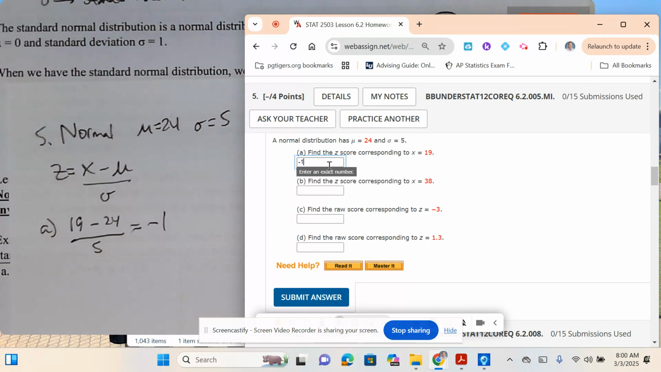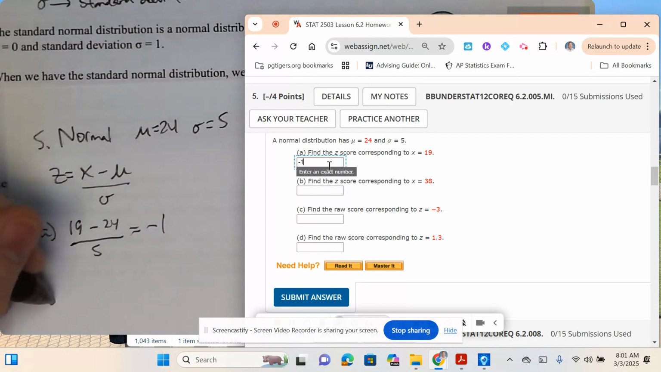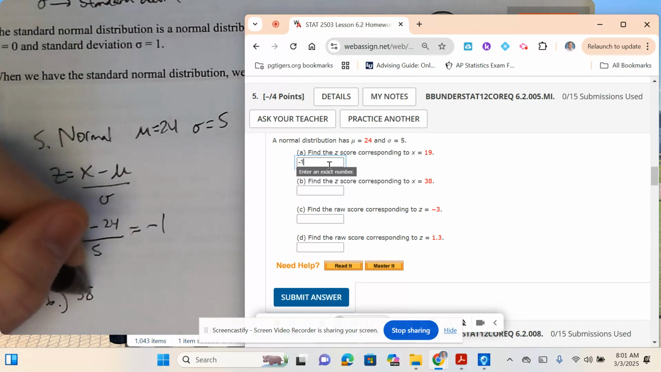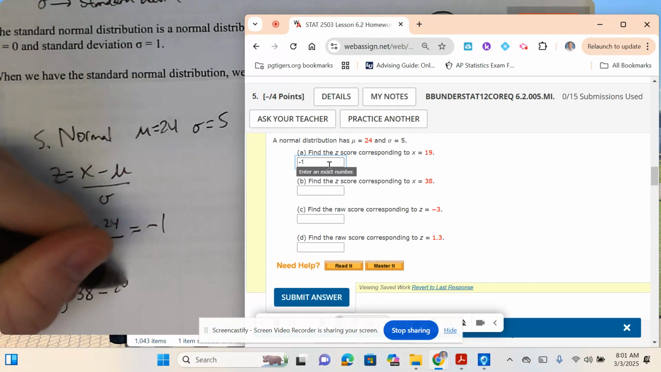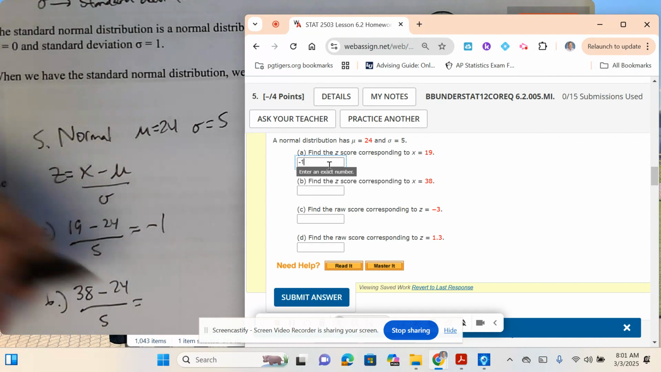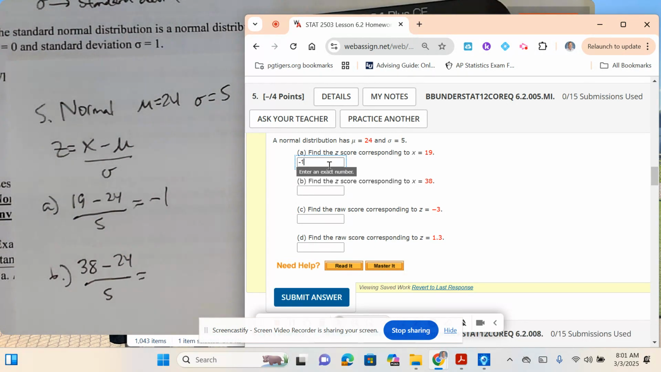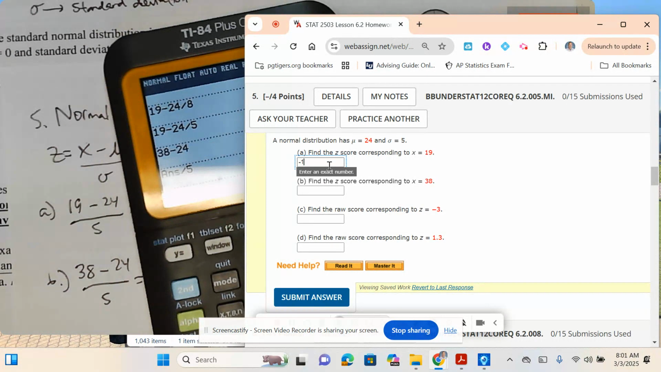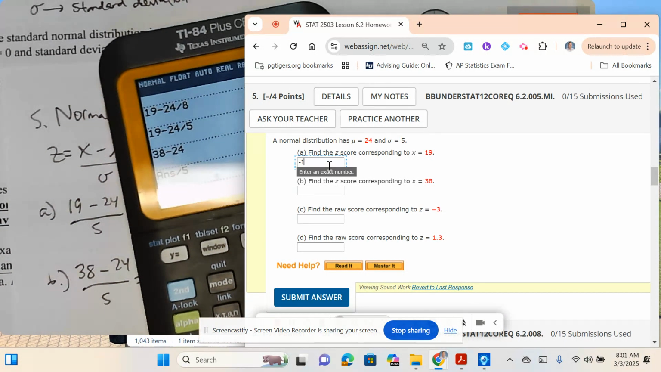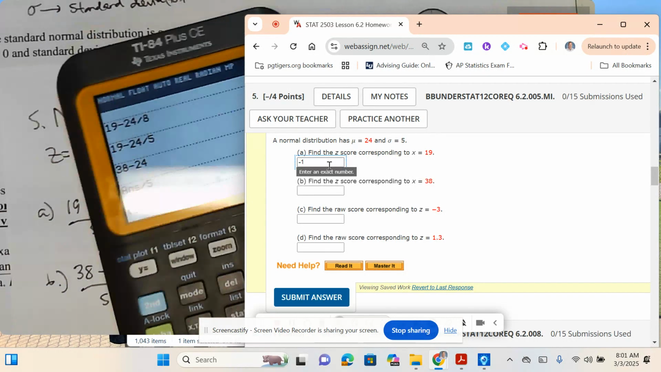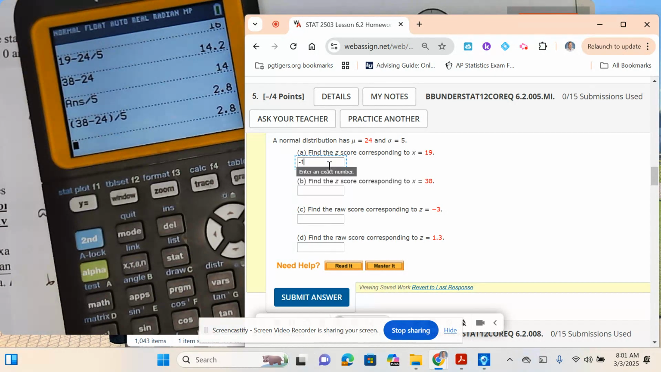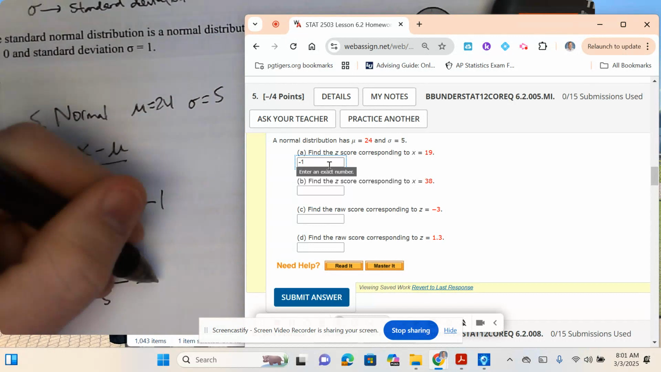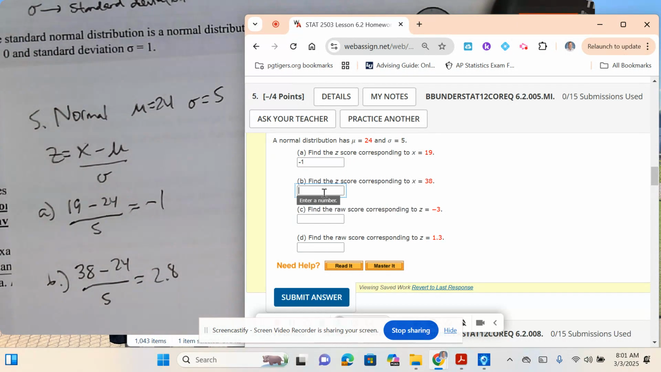Find the z corresponding to an x of 38. So I'm going to put my x, 38, minus the mean, 24, divided by the standard deviation, 5. So 38 minus 24 divided by 5. I can do it in 2 separate parts like that, or I can do 38 minus 24 and then divide by 5. I could do it in one piece like that. Whatever you want to do, it's 2.8. You could also use Desmos on this too if you wanted.